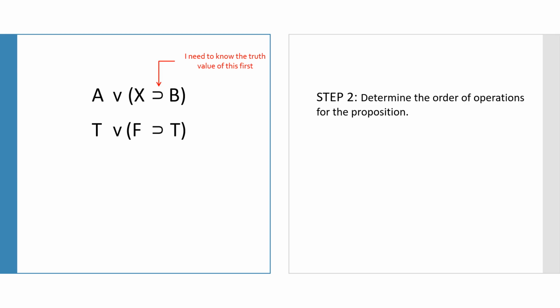If I know that X is false and B is true, what does that tell me about the truth value of this particular conditional statement? Once I know this, then I'm in a position to solve for the truth value of the entire disjunctive statement. So my order of operations would begin by solving for the conditional statement. And this is something I like to do. You don't have to do it if you don't want to.